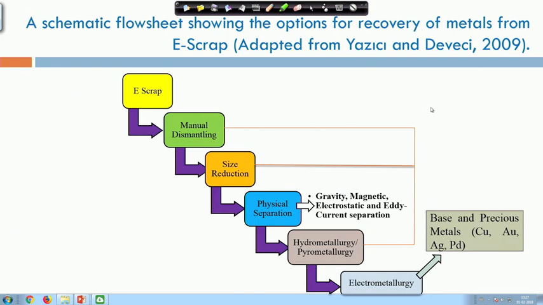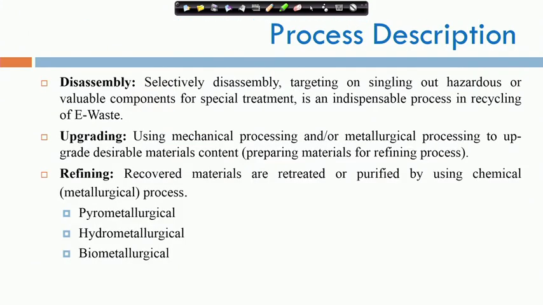Here is a flow chart showing the options for recovery of metals. It starts from e-scrap, then you do manual dismantling, then size reduction, then there could be physical separation, hydrometallurgical, pyrometallurgical or electrometallurgical processing to get the base and precious metals like copper, gold, silver and palladium. This is a typical schematic of the options for recovery of metals from e-scrap. This is how it typically works, and I think we will stop here.